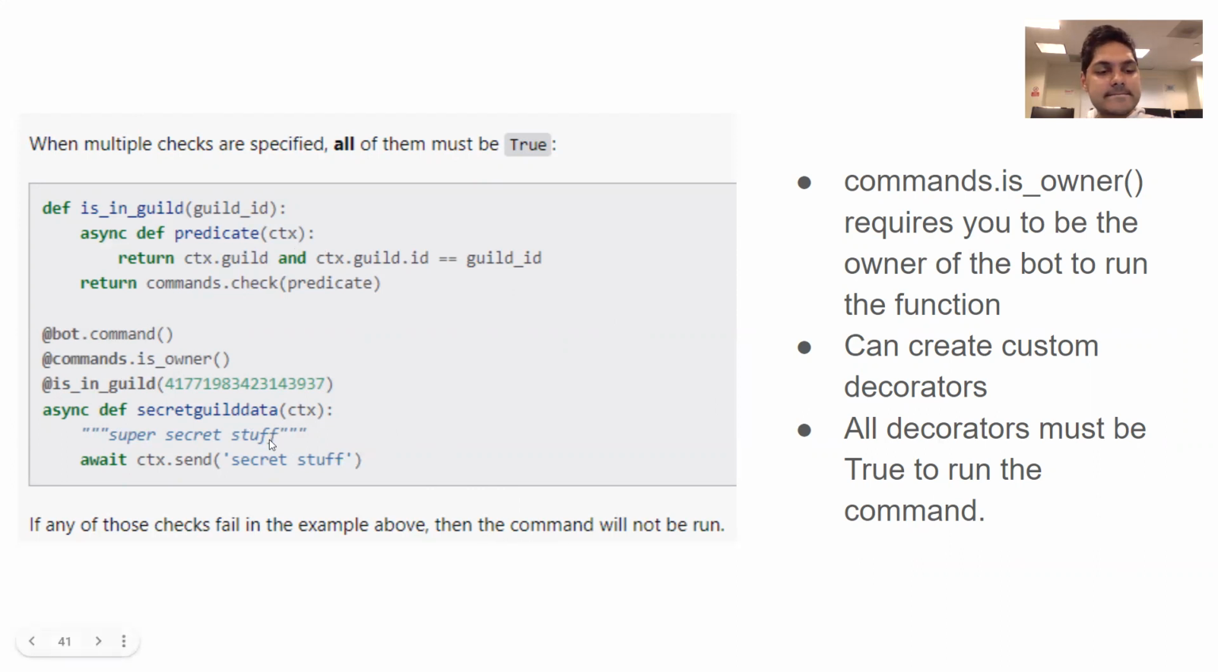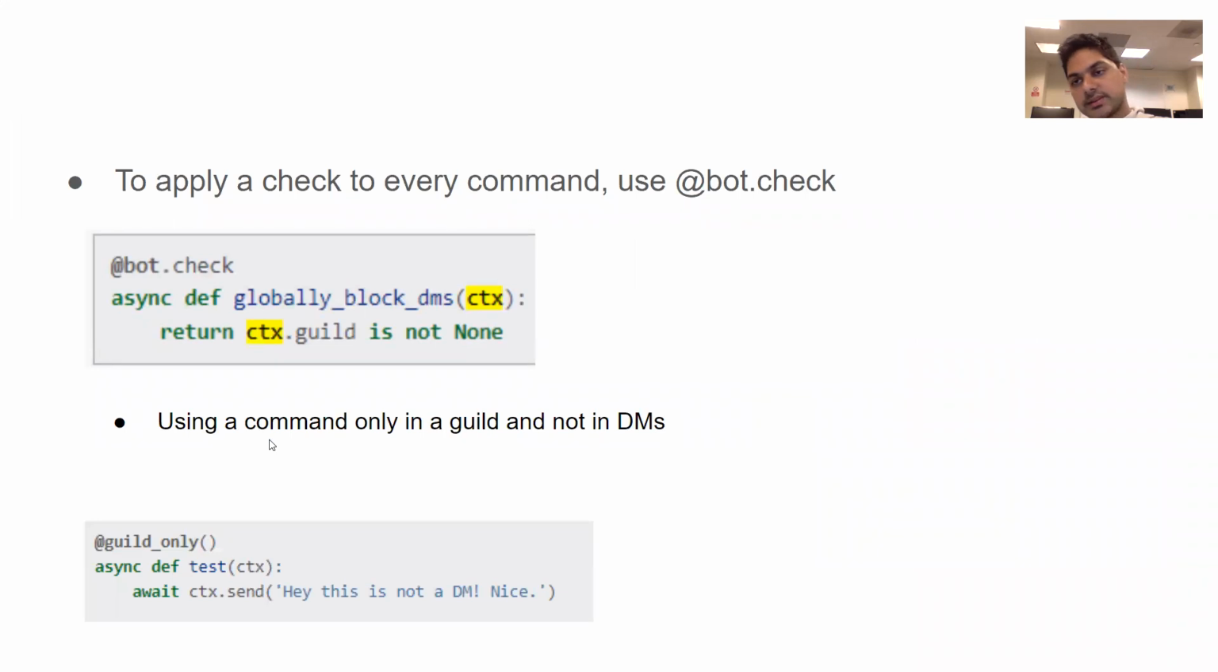Sometimes we want to have a check for every command, right? So we would do bot.check. For example, if we want to globally block DMs, ctx.guild has information about the guilds. I guess this would be the guild name if ctx.guild is the guild name.